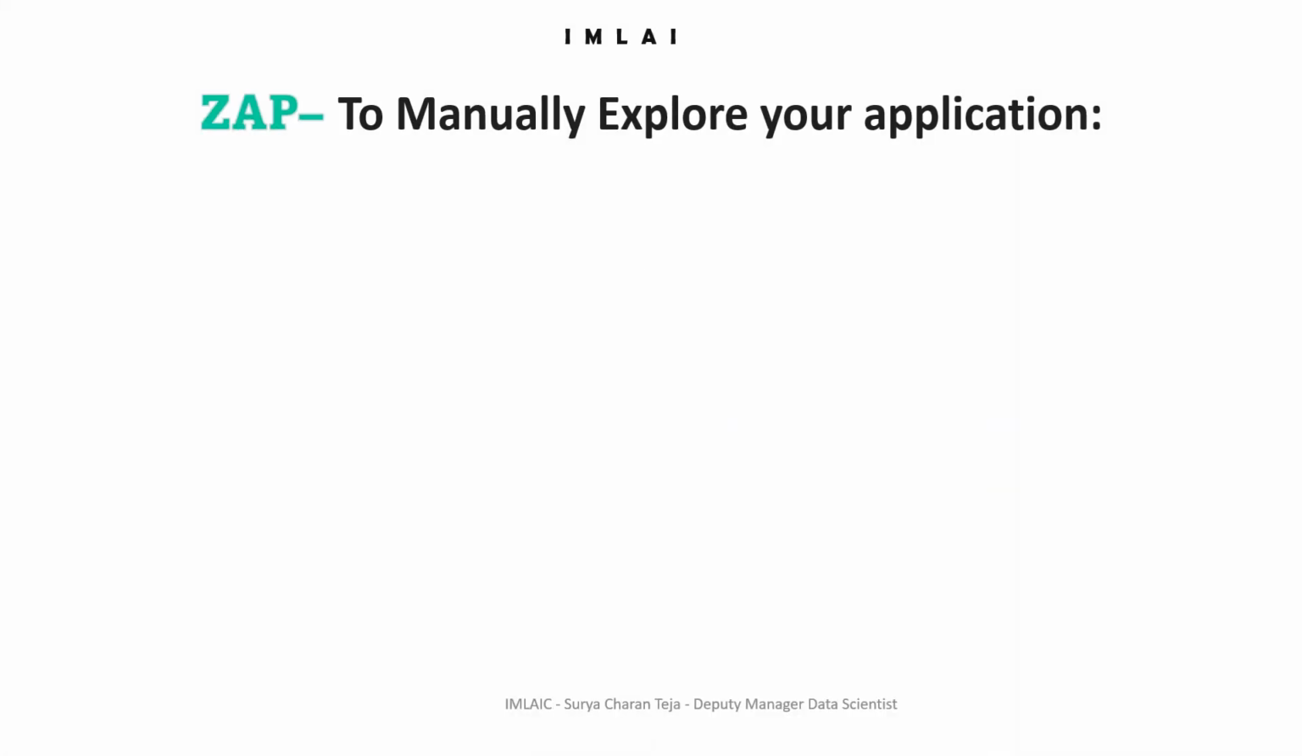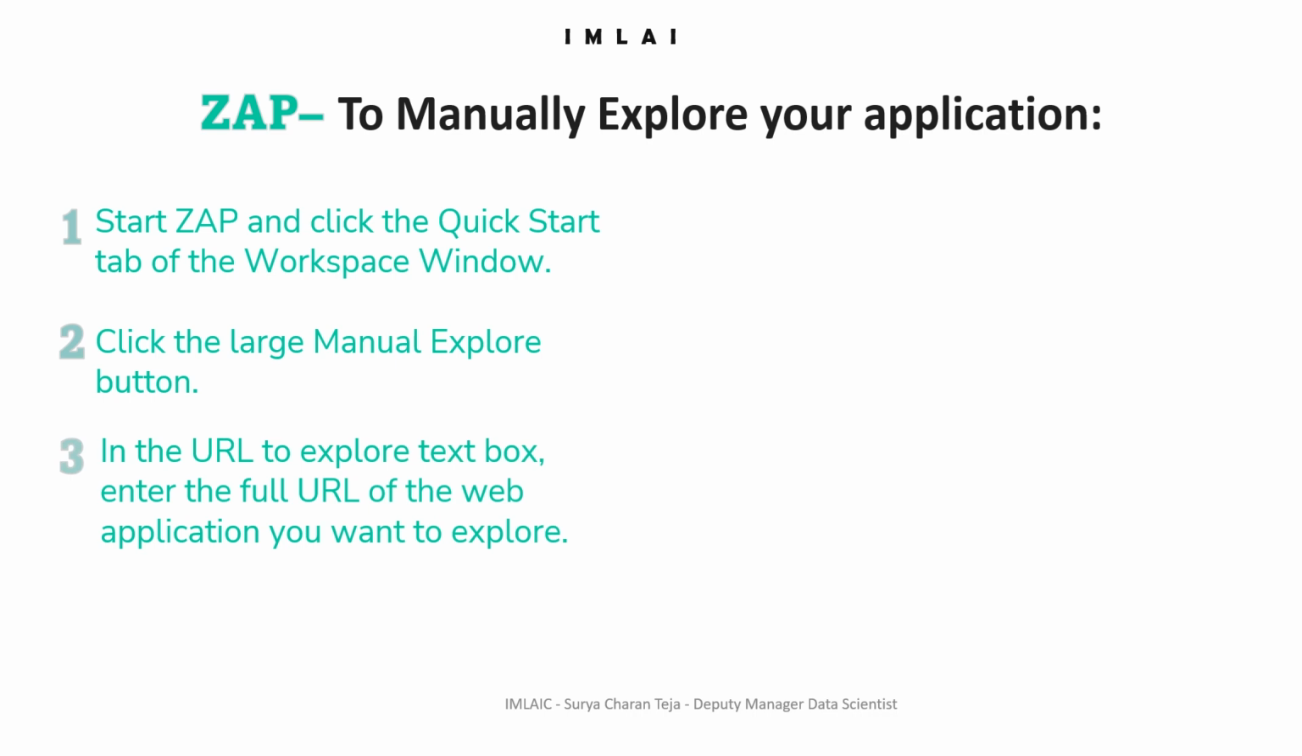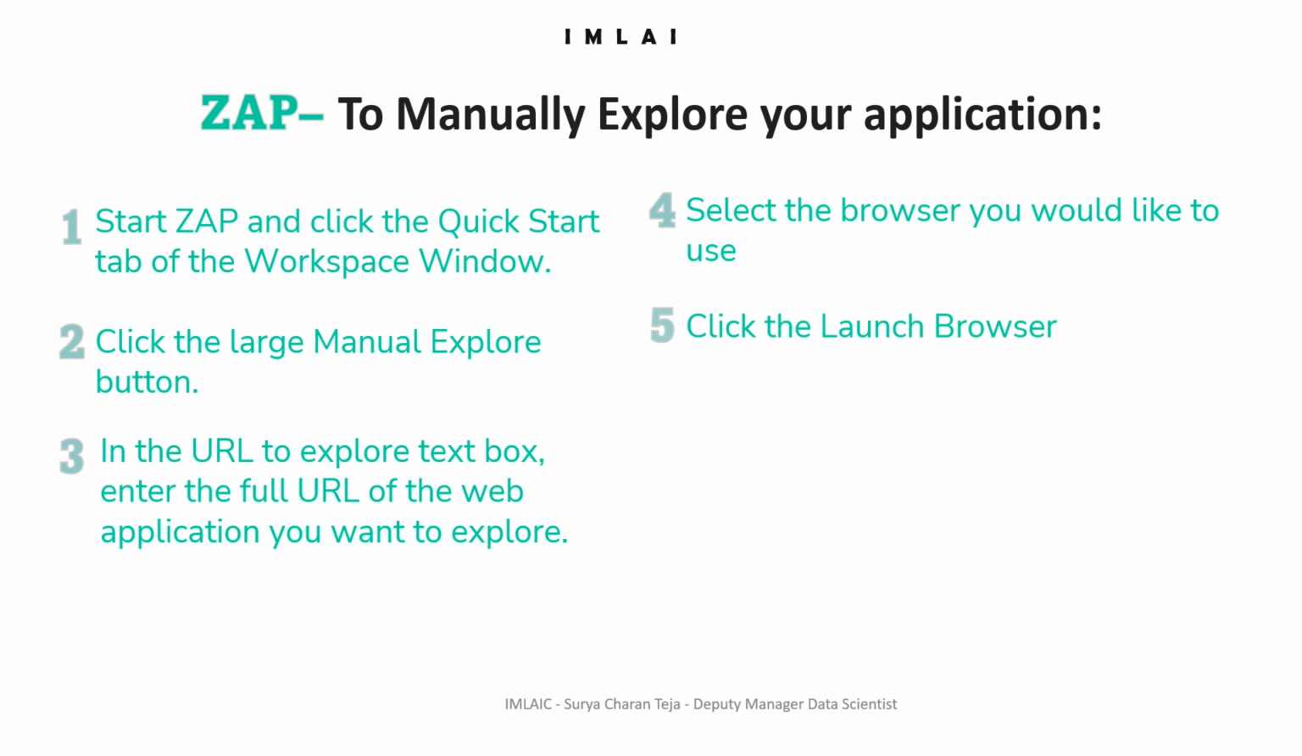To manually explore our application, the first step is to start ZAP and click the Quick Start tab of the workspace window. Then click the large Manual Explore button. In the URL to explore text box, enter the full URL of the web application that you want to explore. Then select the browser you would like to use, then click Launch Browser. Let's do this.